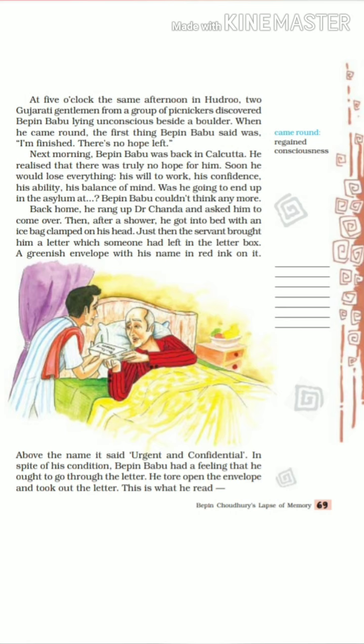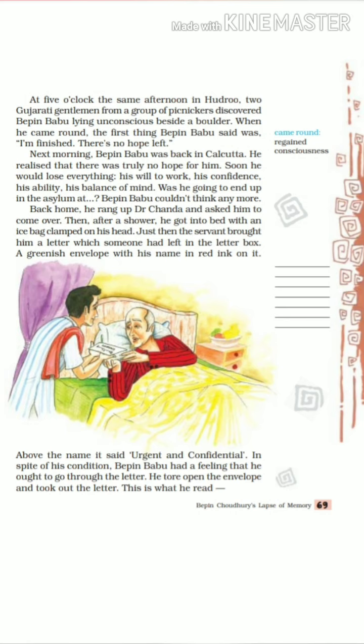Next morning, Bipin Babu was back in Calcutta. He realized that there was truly no hope for him. Soon he would lose everything: his will to work, his confidence, his ability, his balance of mind. Was he going to end up in the asylum at? Bipin Babu couldn't think anymore.